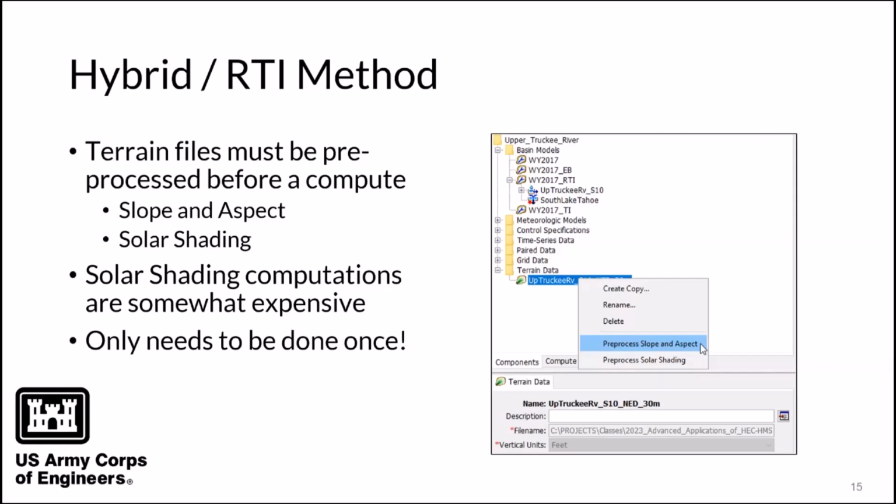You access these options by right-clicking on the terrain dataset and selecting the pre-process slope and aspect and solar shading options. In the future, we'll make that a little bit better and allow for different ways to pre-process these rasters as opposed to a right-click option, and we'll also speed those up, I promise.